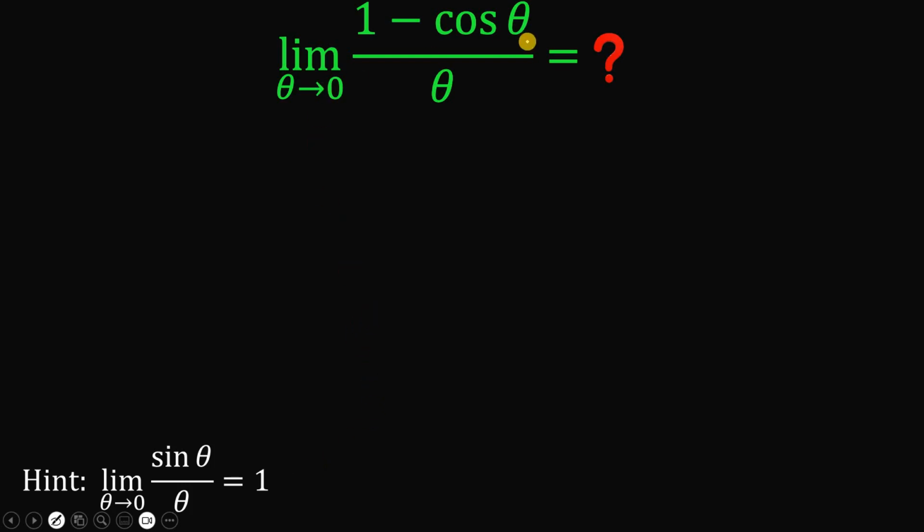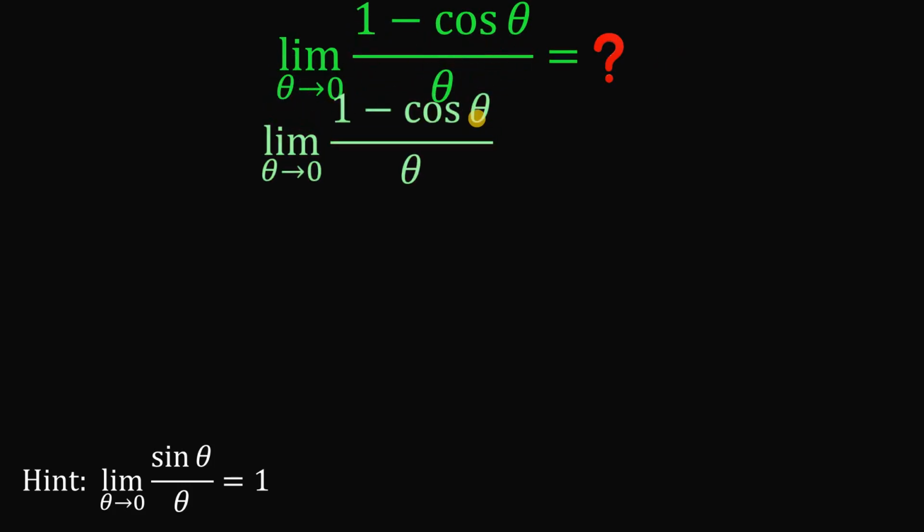Now, if we try to plug in theta equals 0, we get 1 minus cosine 0 all over 0. And cosine 0 is just 1. So 1 minus 1 is 0. So we get 0 over 0. This is an indeterminate form. And without using L'Hopital's rule, how do we evaluate this limit? So here's one of the possible ways.